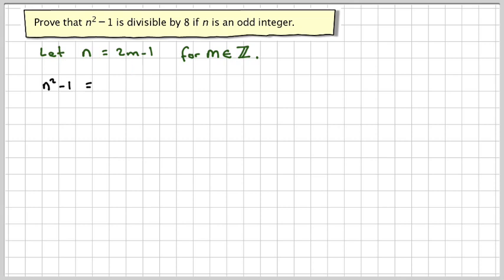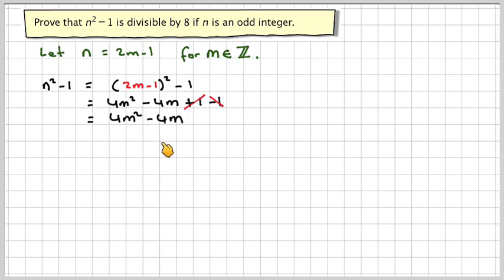and so on. So therefore, n squared minus 1, so instead of n, we're now going to write (2m minus 1) all squared minus 1. We expand that, so it's 4m squared minus 4m plus 1. Also taking away 1, the 1s will cancel, and we end up with 4m squared minus 4m.